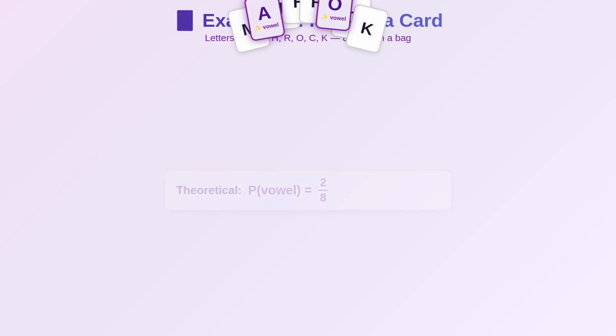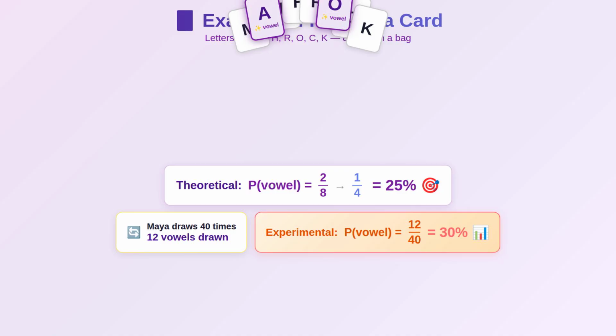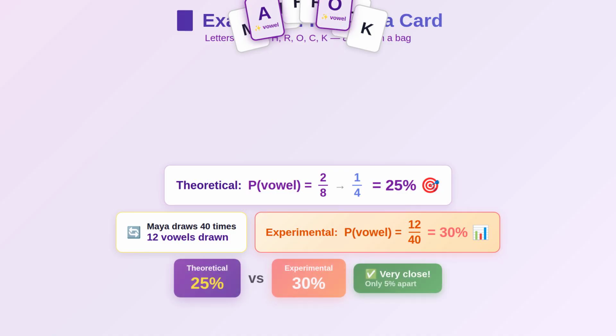One more example, this time with cards. Maya writes the letters M-A-T-H-R-O-C-K on 8 cards and puts them in a bag. What's the theoretical probability of picking a vowel? The vowels are A and O. That's 2 vowels out of 8 cards. So P of vowel equals 2 over 8, which simplifies to 1 over 4, or 25%.